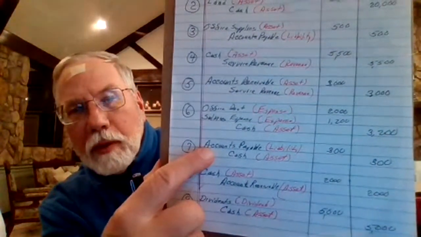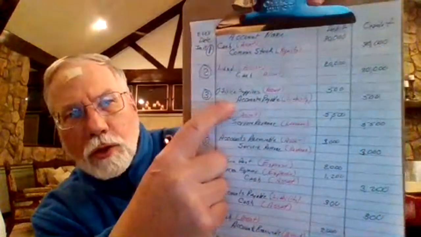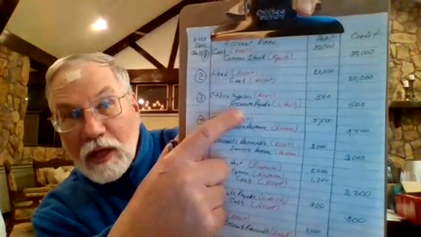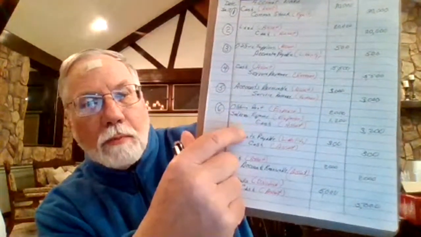There's the liability, accounts payable, that was established up in transaction 3. Accounts payable was increased. Now we're decreasing it because we're paying some of the money we owe. $300. And how are we paying it? We're paying it with cash, a $300 credit, decrease to cash, because cash is an asset, has a normal debit balance. We want to decrease it. We do the opposite of its normal balance, so we'll credit it. Okay.